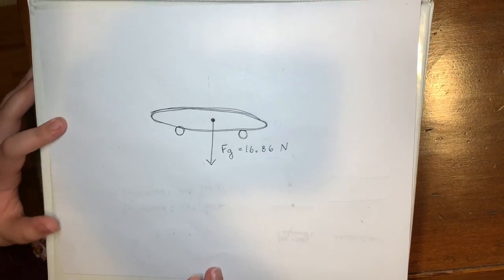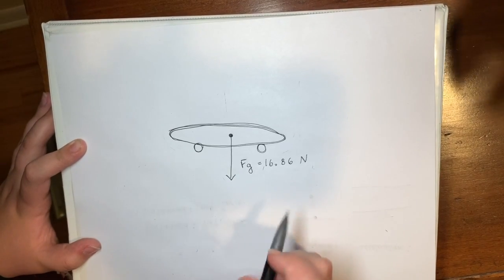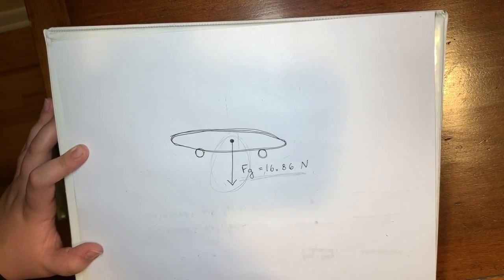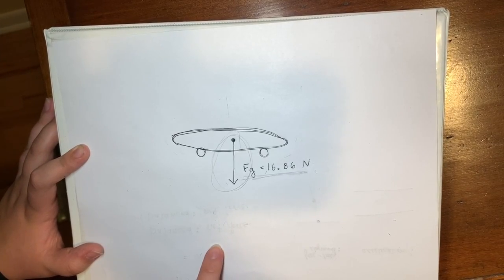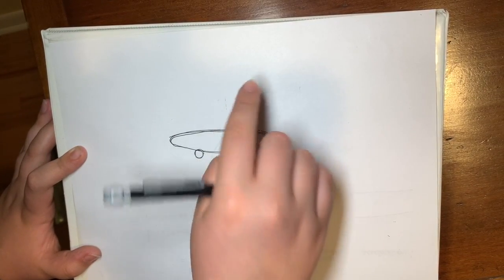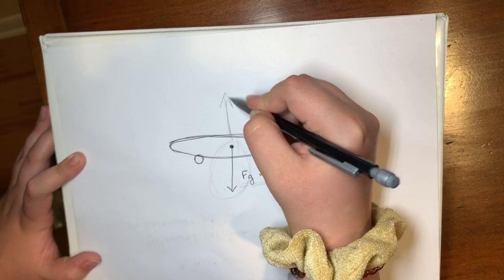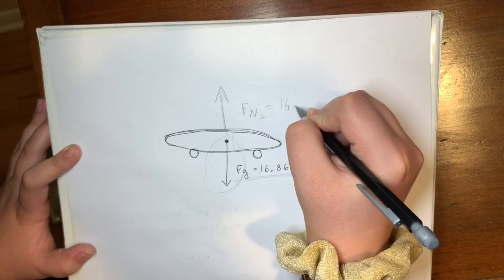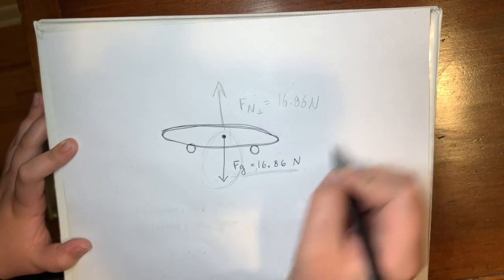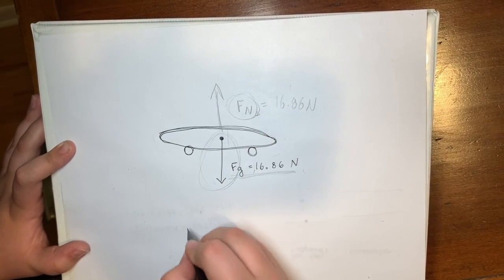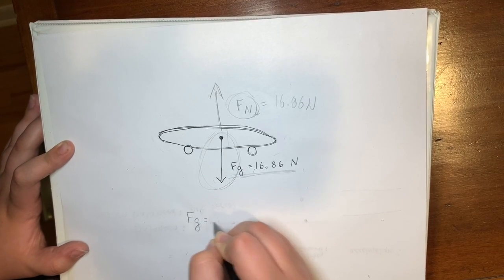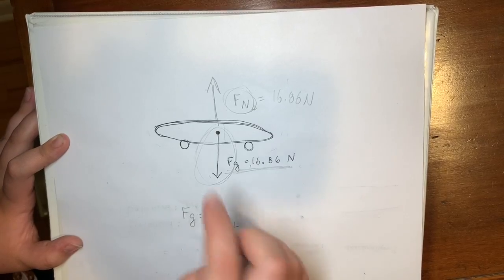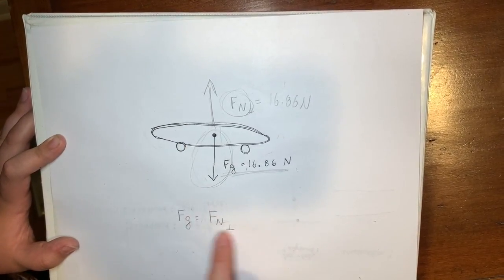When the skateboard is just sitting on the ground, the gravity vector points down with the magnitude of the weight, which, in this case, is 16.86 newtons. This means that another force has to point up with a magnitude of 16.86 newtons because the skateboard is at rest vertically, which must mean that the up forces cancel out the down forces. This reaction force is known as the normal force, and it is the force with which the ground pushes the skateboard up. It only occurs when two surfaces are in direct contact. Since the two forces are equal, they are balanced, and there is therefore no acceleration.